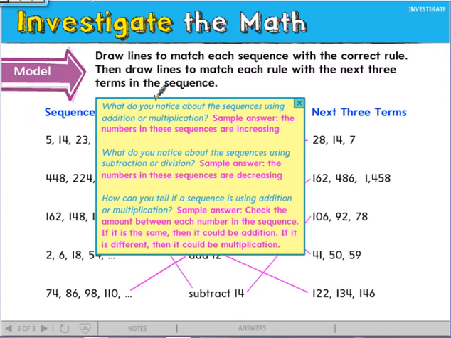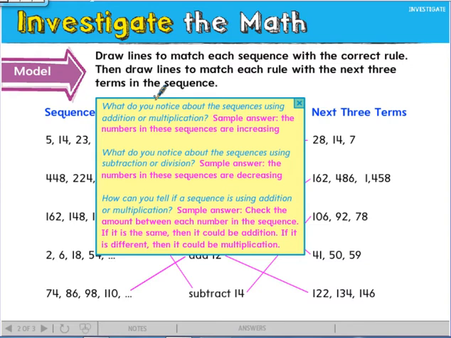Now, how can you tell if the sequence is using addition or multiplication? The amount between each number in the sequence is going up. All right. So first of all, it has to be increasing. Next, if you subtract the first two digits in the pattern and then subtract the second and third digit in the pattern, if it gives you the same distance in between the numbers, it's probably addition. If it's a different amount between each number, it's probably multiplication.